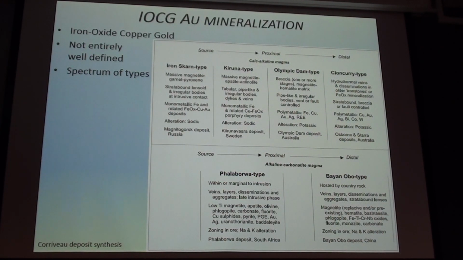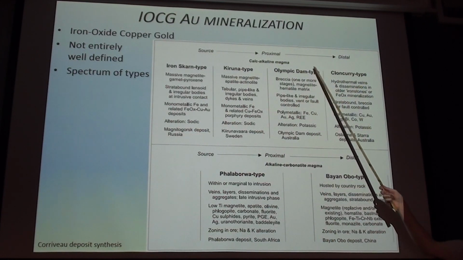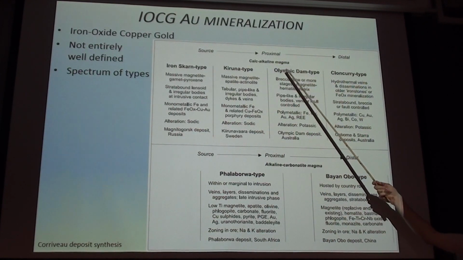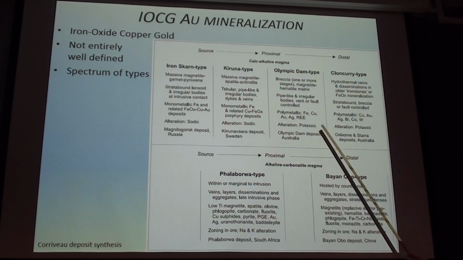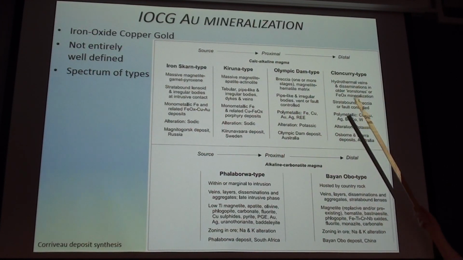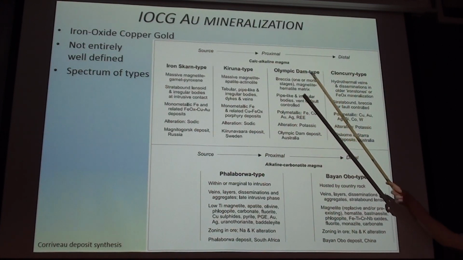IOCG deposit is the last for the day. It stands for iron oxide copper gold, and it's not entirely well defined, so there is a complete spectrum of types, and often they name the type on the location, so it seems like every location has got its own type and different characteristics of each.